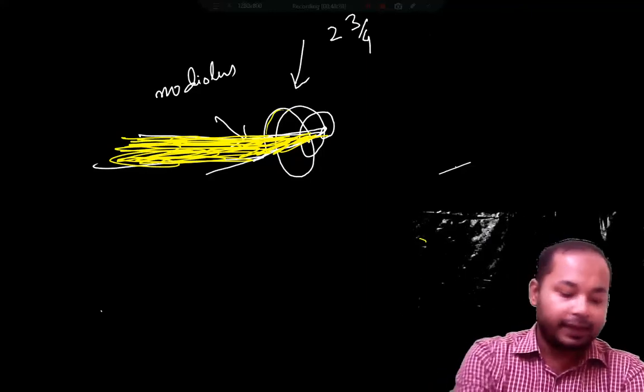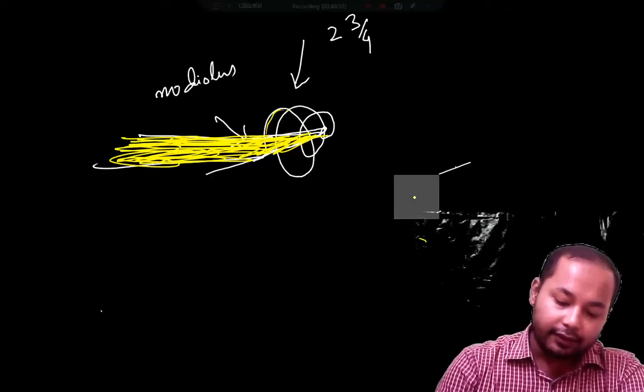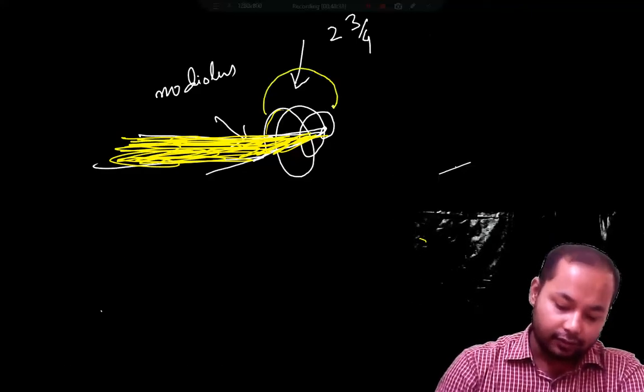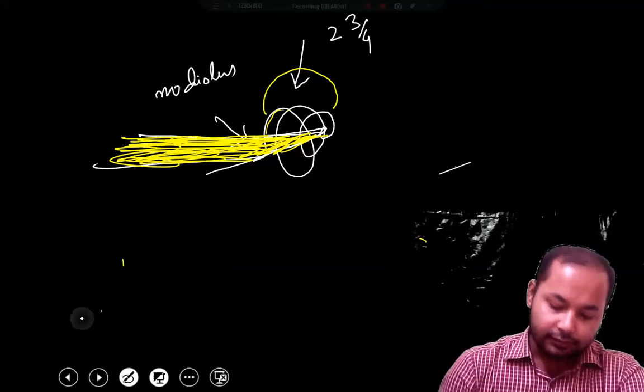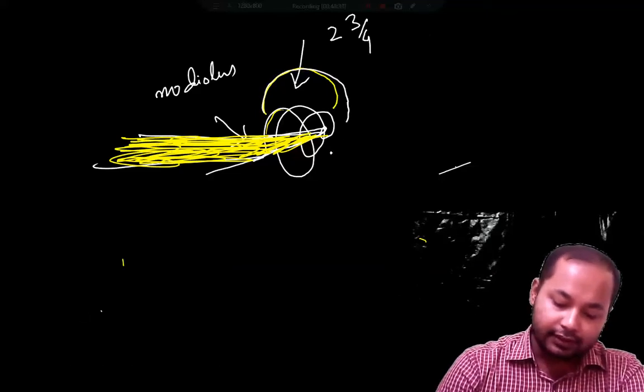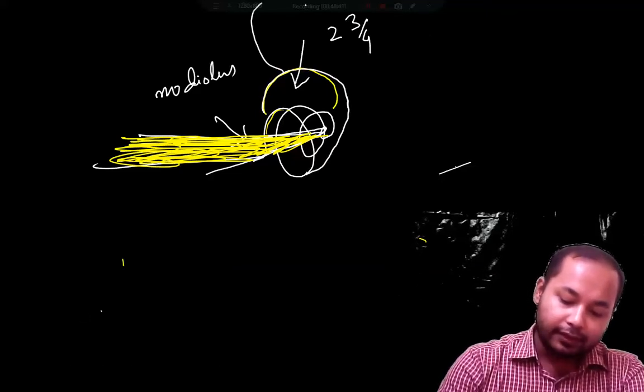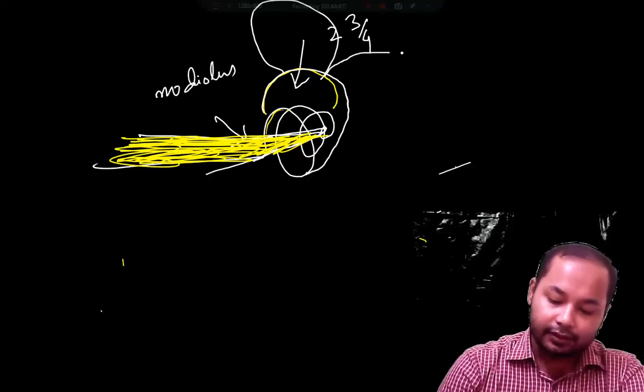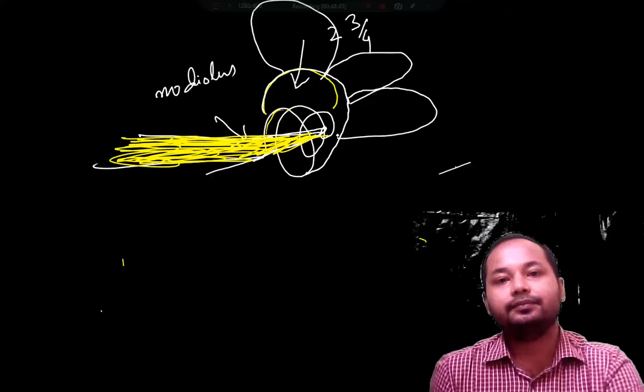And on the back side of the cochlea, you have the utricle and the saccule. I will use a different color. You have the utricle and the saccule, and on the back of it you have the superior, posterior and lateral semicircular canals.